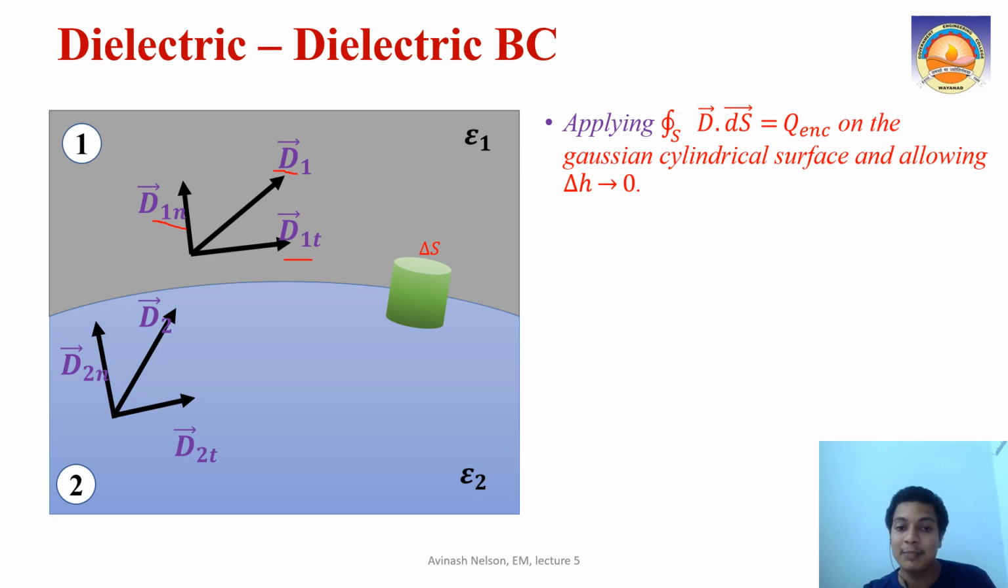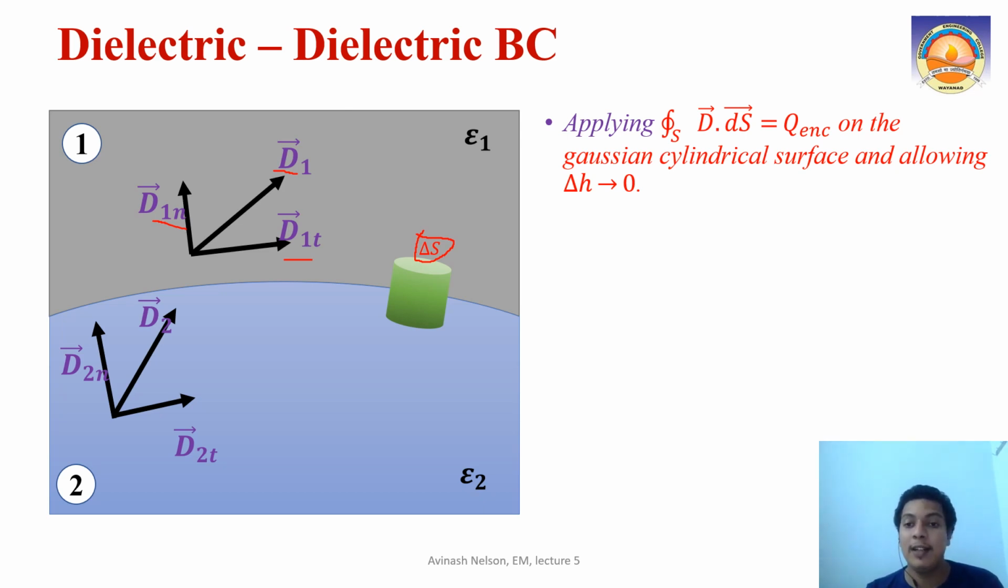That is the small cylinder. It has a curved surface as well as a circular area on top as well as bottom, right? The area of these top and bottom surfaces I am calling delta S. Okay. Now what happens?